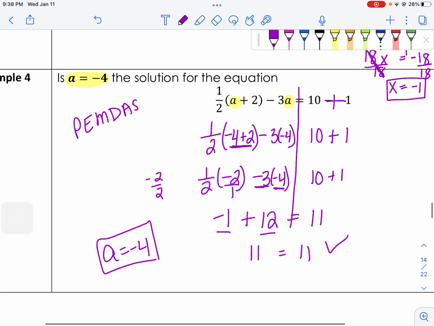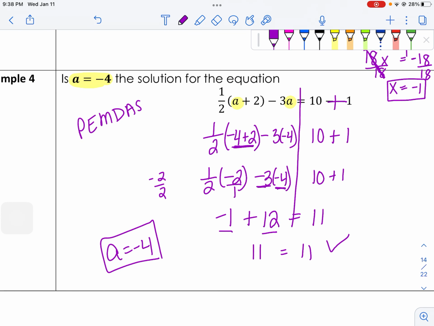So if you want to check to see if your answer is a solution, you go back to your original equation and you plug it in, and then you evaluate it using the order of operations to make sure that the equation comes out to be true.